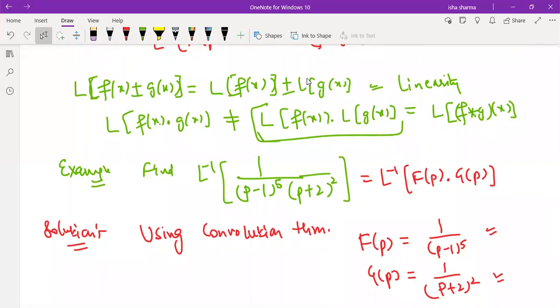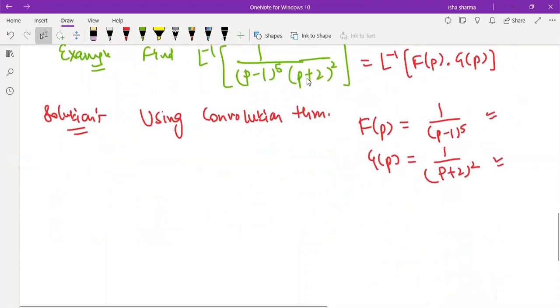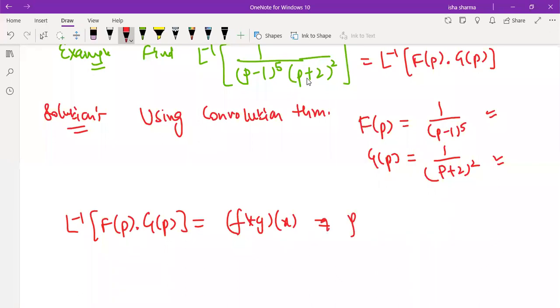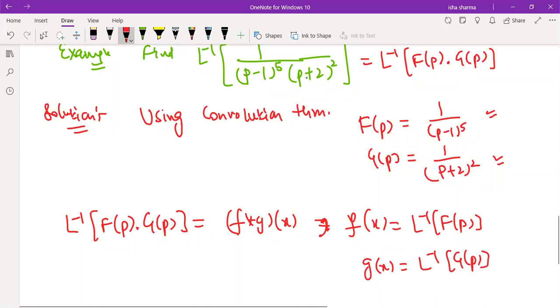Now you use the convolution property. The convolution theorem tells you that the Laplace inverse of F(p) into G(p) is f star g (x), where f(x) is the Laplace inverse of F(p) and g(x) is the Laplace inverse of G(p). This is how you have to use the convolution theorem. All you need to do now is find a convolution, which is actually solving an integral. For that, first you need to find small f and small g.